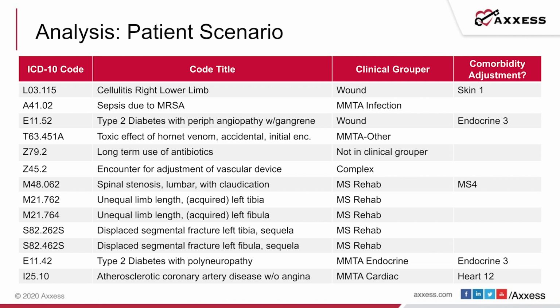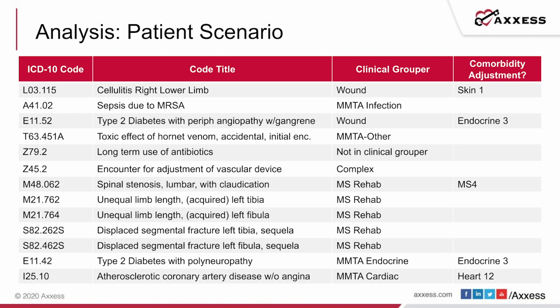It's not in the clinical grouper at all. So it's one of those QECs. If we put that primary, this would return to the provider to add the correct code. Now, it's not in the clinical grouper, but it also doesn't add anything to the comorbidity adjustment either. But it is an appropriate code, so we're going to put it down in the secondary.